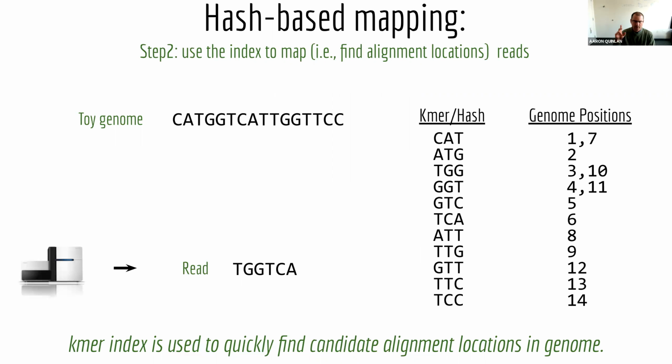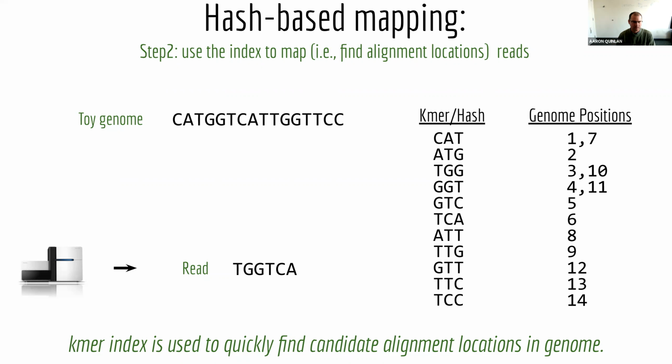Well, when an aligner goes to align a sequencing read using this hash-based index, it has to know what the hash size was when building the index. I showed you that we used hash size 3. So when we want to align this sequence, we have to break up the sequence using the exact same strategy that we used to break up the reference genome. So let's take this read TGG TCA, and our job right now is to map this read to the toy genome.